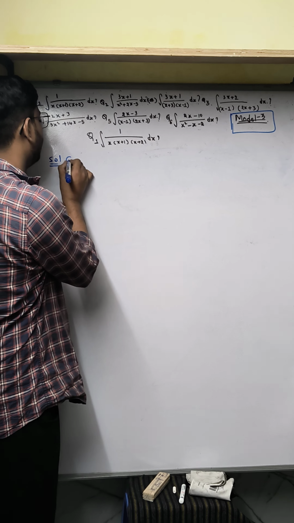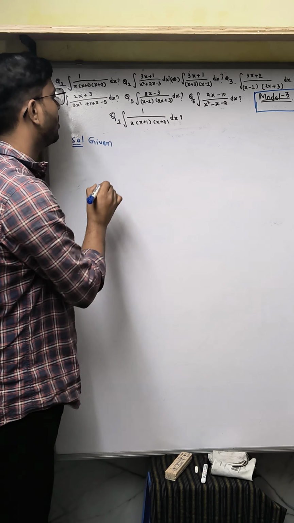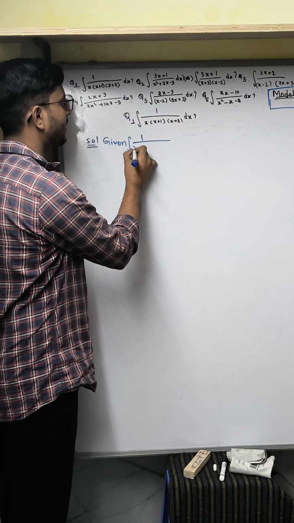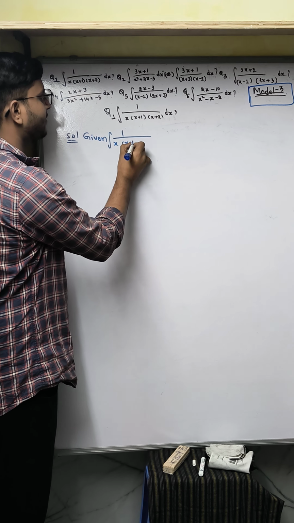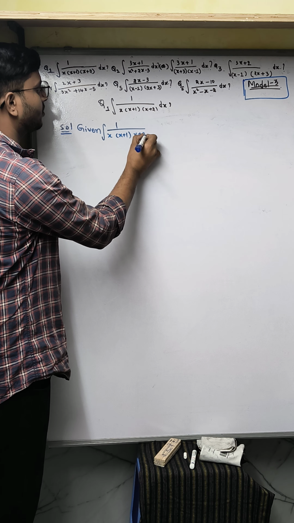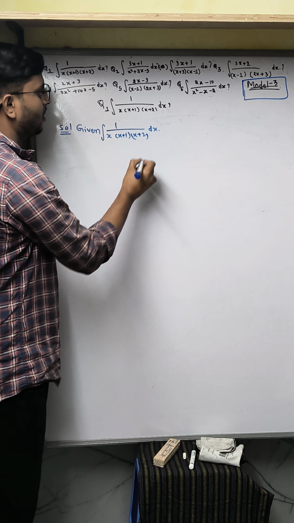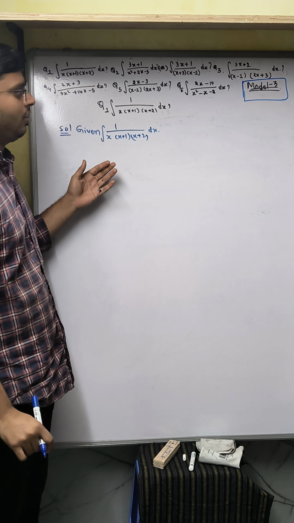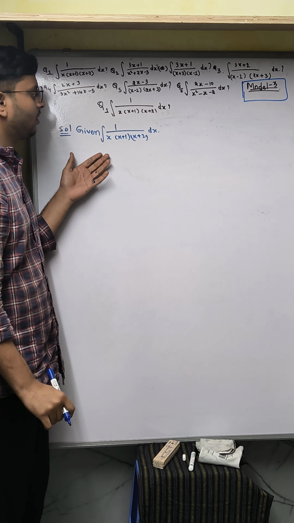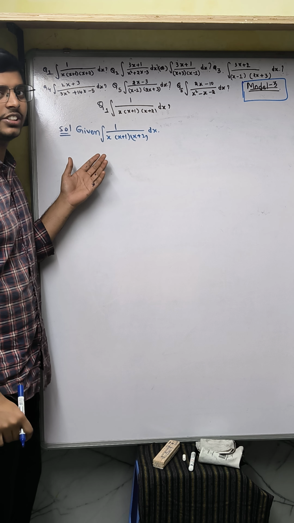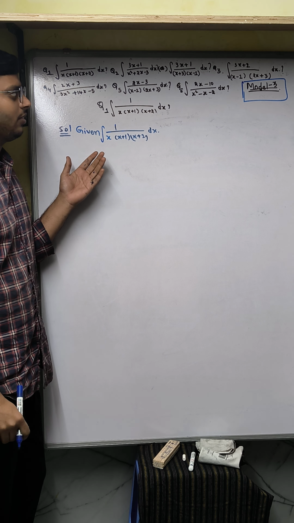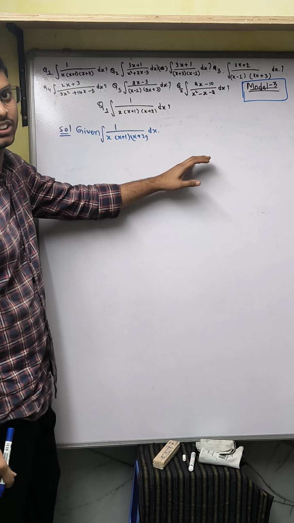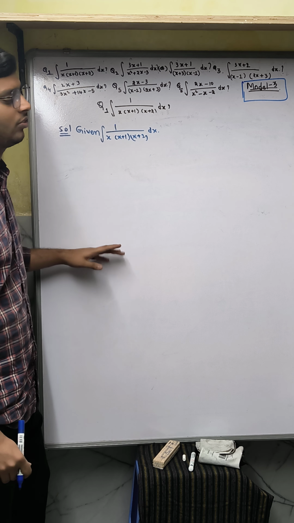Solution. Given the integral of 1 by x into x plus 1 into x plus 2 dx. This is the form of a rational fraction. I already said how to convert it into partial fractions. If you are not able to convert into partial fractions, this problem will not be solved.